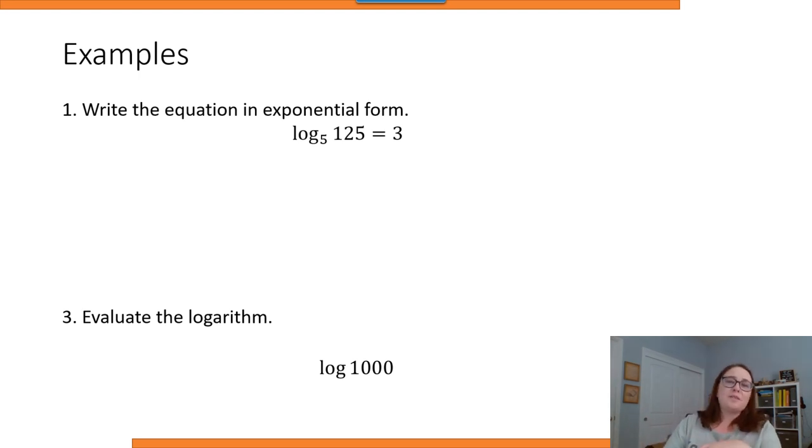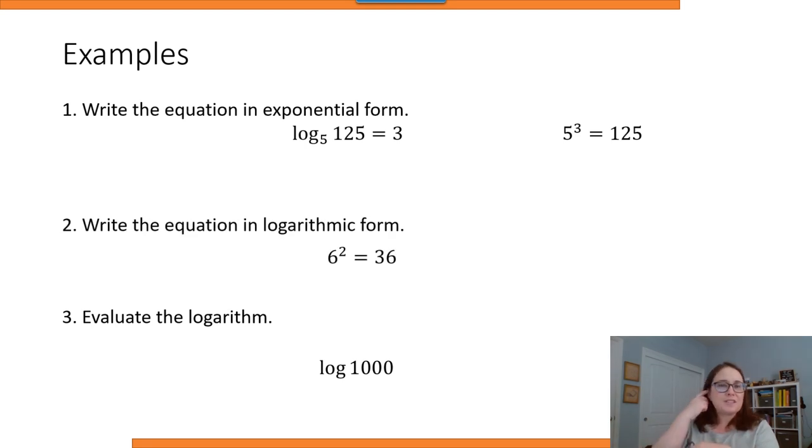Okay, so number 1, write the equation in exponential form. We have log base 5 of 125 equals 3. So the thing to remember is the number out by itself, that 3, is your exponent. The 5 is the base in the exponential form. If you remember those two things, then the third one has to go in the other spot that's missing. Makes it a little easier to convert these. So this would be 5 to the third equals 125 if I convert that to exponential form. These are equivalent statements in two different forms.